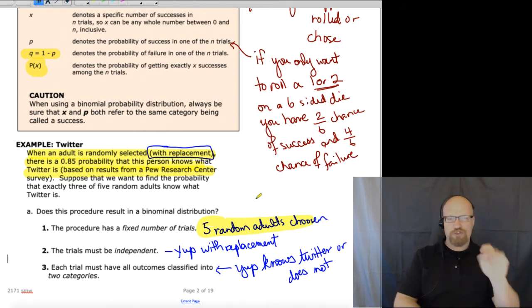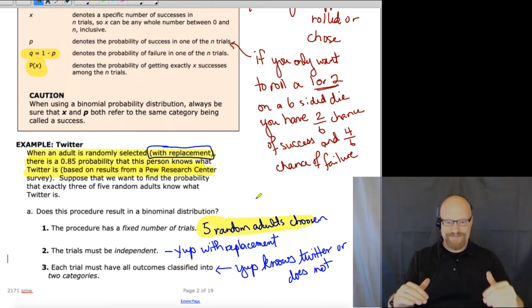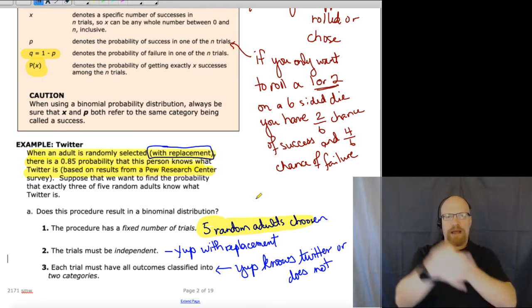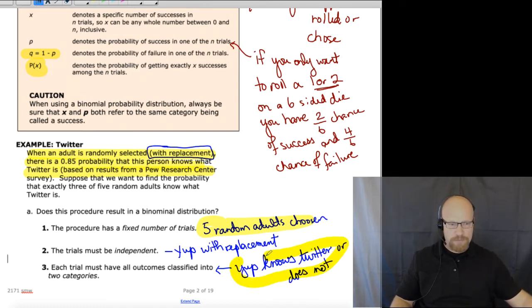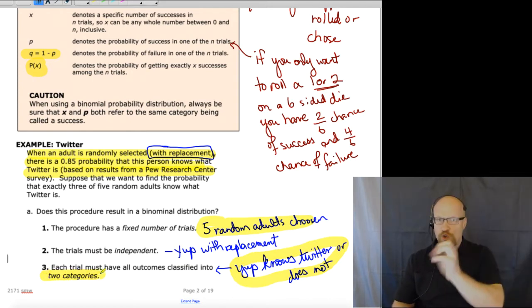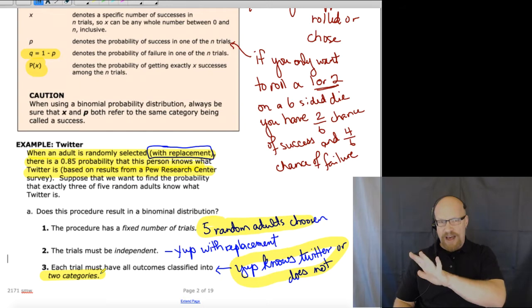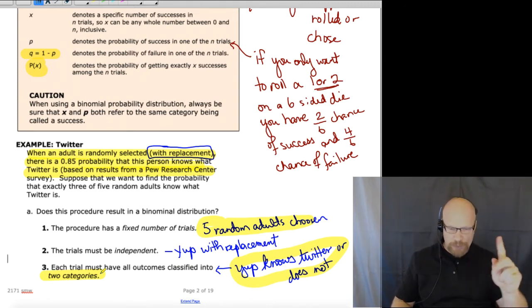5 trials, 5 adults. Fixed numbers, not in general. Okay? Independent, yes. This example, we kept it simple. It's with replacement. We put them back. Now, two categories. You know about Twitter or you don't. 0.85 probability of knowing Twitter. 0.15 probability you don't know what Twitter is. Okay.